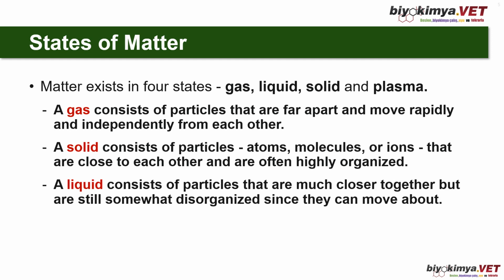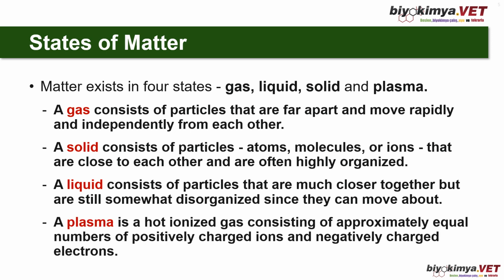A liquid consists of particles that are much closer together but are still somewhat disorganized since they can move about. Particles in a liquid are close enough to each other to exert an attractive force. A liquid has a definite volume but takes the shape of the container in which it is contained. A plasma is a hot ionized gas consisting of approximately equal numbers of positively charged ions and negatively charged electrons. A plasma has no specific shape or volume. Unlike gases, plasmas are electrically conductive, generate magnetic fields and electric currents, and respond strongly to electromagnetic forces.